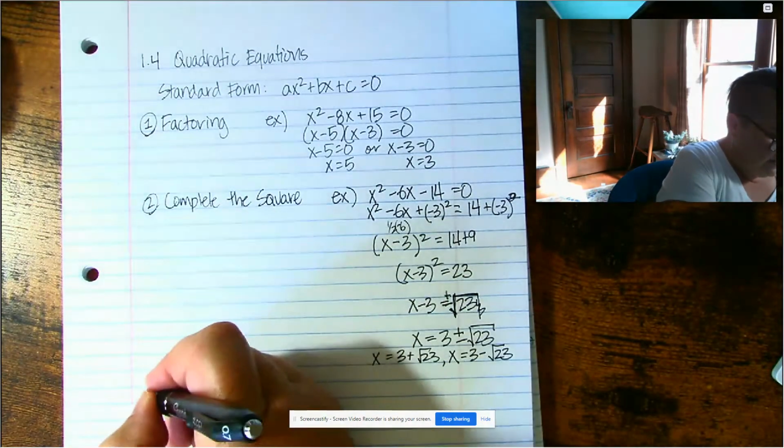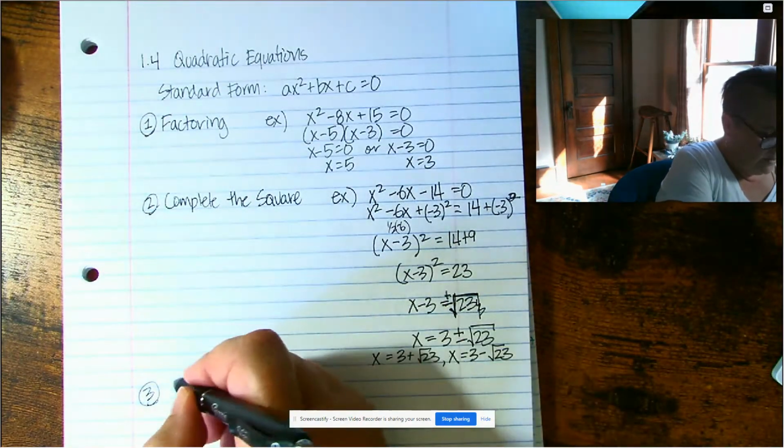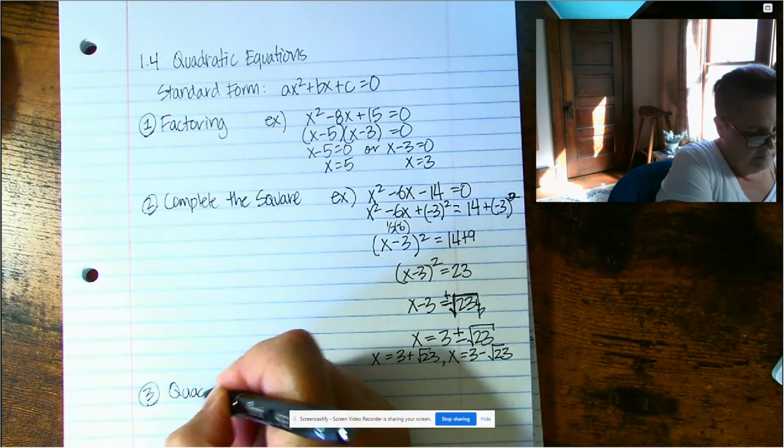The third method is the quadratic formula.